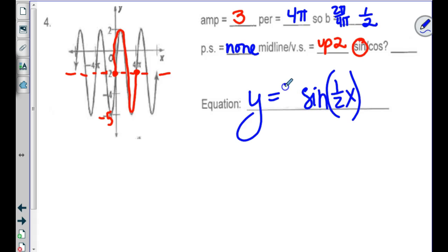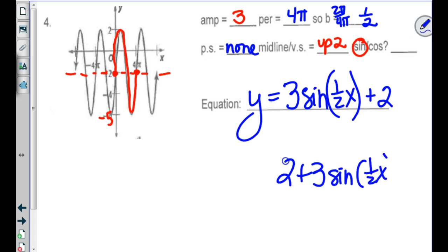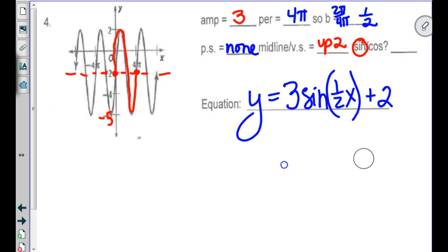Okay, yeah, be real careful. The amplitude goes here, and then the vertical shift. Some books will always write it this way. Is that wrong, guys? What did I do? It's minus. Okay. It's also a phase shift, a vertical shift down, right?